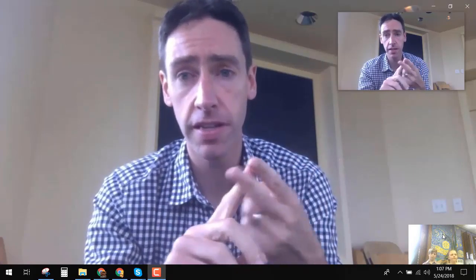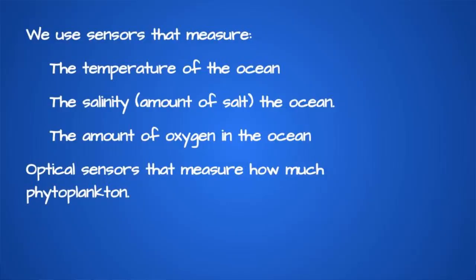So we measure temperature and salinity, and then we do measure things like how much oxygen is in the water. So the ocean dissolves oxygen from the atmosphere and carries that into the ocean. And then kind of the more fun measurements is that we have what we call optical sensors. And this is really neat.